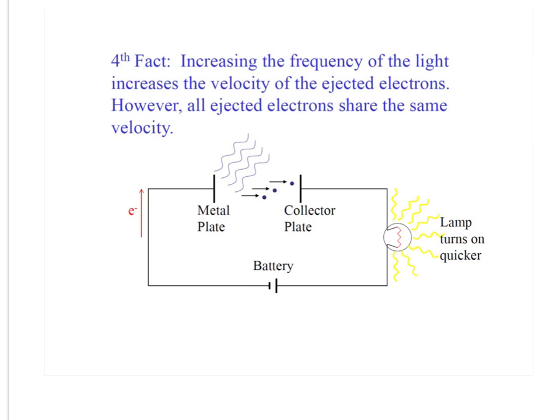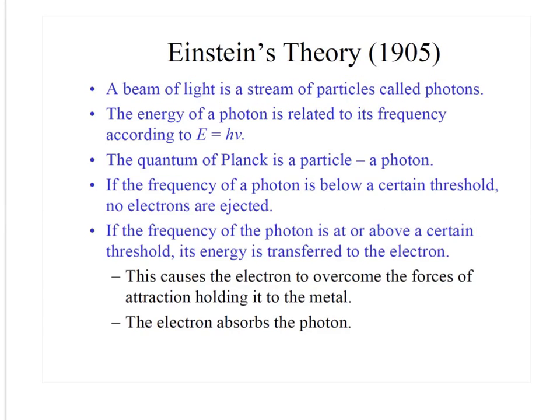And the fourth fact: increasing the frequency of light causes electrons to eject with a higher velocity. So as we know from Planck, increasing the frequency increases the energy per quantum. Okay, so then we get Einstein. And so this is what we know.